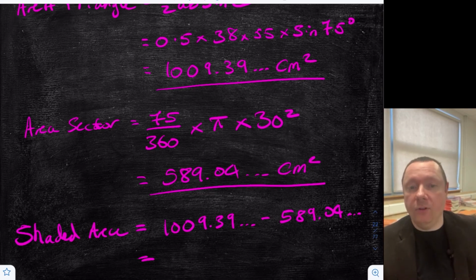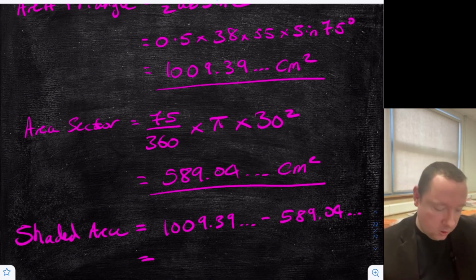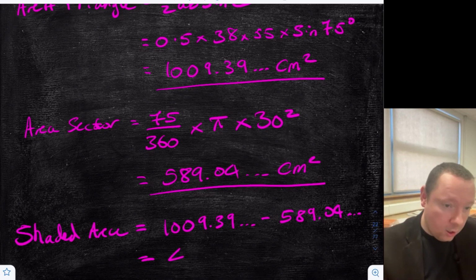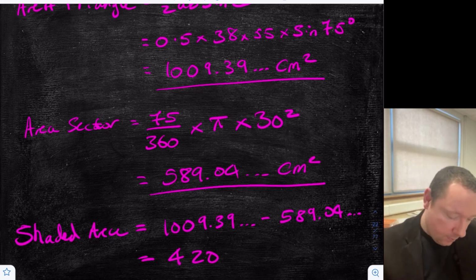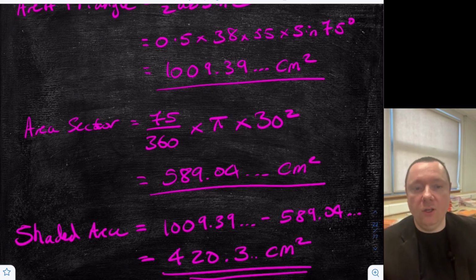And we get a mark for just writing that down, and then a mark for our final answer, which is about 420.3 centimetres squared. And also I'm putting ... because I've not rounded, but 420 would be fine, or 420.3 centimetres squared would be fine as well.